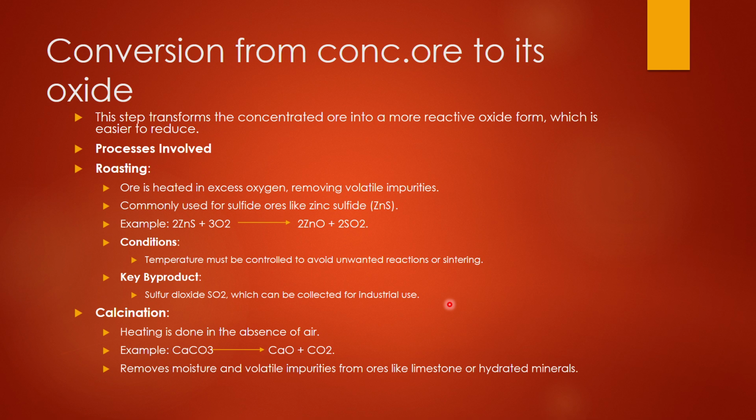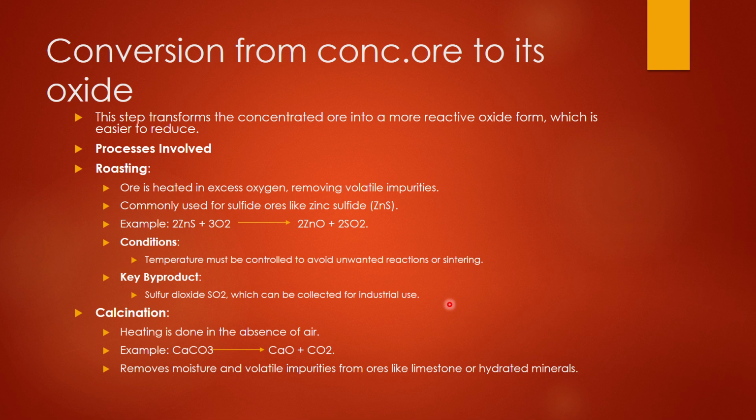Okay, so this involves two processes. There are two types of conversion into oxides. First is roasting and another is calcination. As you all know, in roasting oxygen is used, but in calcination no oxygen is used. Okay, in roasting the ore is heated in excess oxygen, removing volatile impurities, commonly used for sulfide ores like zinc sulfide.